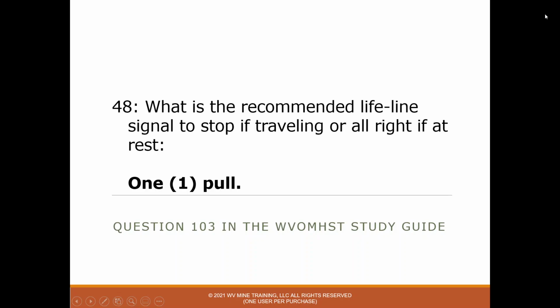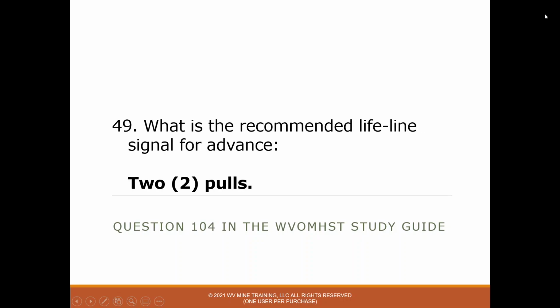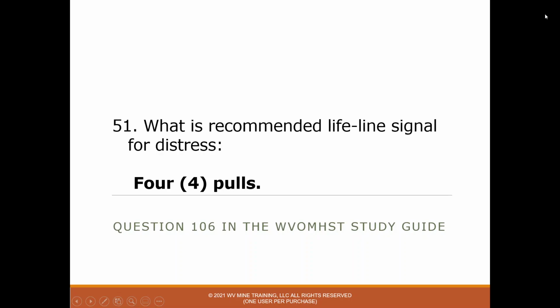So question 48, what's a recommended lifeline signal to stop if traveling, or all right if at rest? And that's 1 pull. So 1 pull on the lifeline would indicate for you to stop. 49, recommended lifeline signal for advance, and that is 2 pulls. 50, recommended lifeline signal to retreat is 3 pulls. And 51, recommended lifeline signal for distress is 4 pulls. So remember, stop, advance, retreat, and distress.